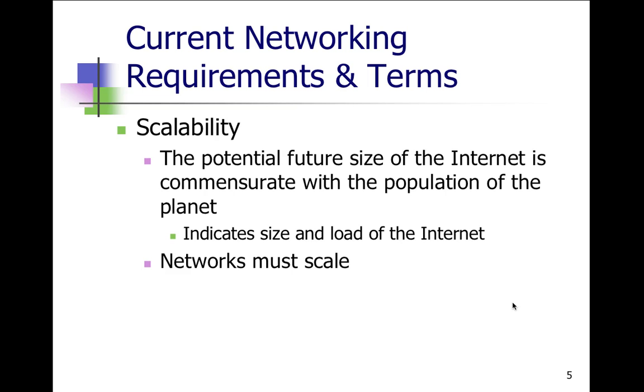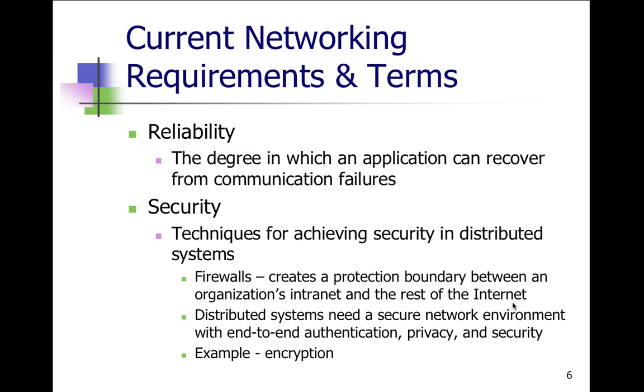So, in terms of scalability, the size indicates the size and the load of the internet. Networks must scale in order to be functional, so scalability is an issue. Reliability as well as security. Reliability is the degree to which the applications can recover from communication failures. RMI actually has some really nice troubleshooting, and it is fairly reliable as a protocol. Security is always a lacking thing. No matter how hard we try to make security, it's always an issue. It will always be an issue.